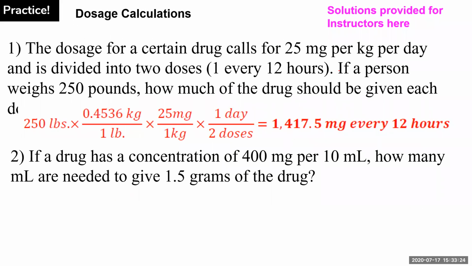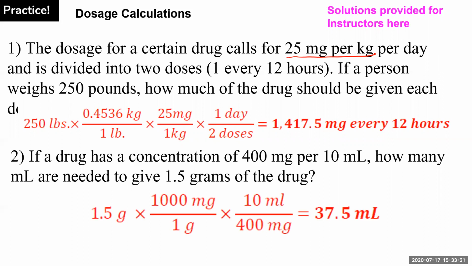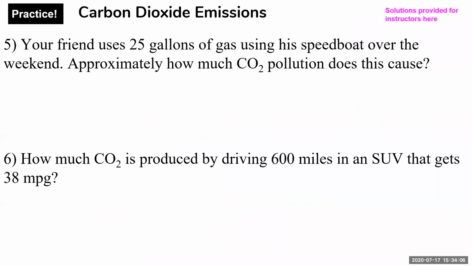This is dosage calculation. If a person weighs 250 pounds, how much of the drug should be given? Don't forget that the standard is 25 milligrams per kilogram. So you have to change from pounds to kilograms, then multiply by the milligrams, and because it's for 2 doses, you divide by 2. Then, how many ml are needed to give 1.5? You're changing from grams into milligrams, then you multiply by 10 and divide by 400.